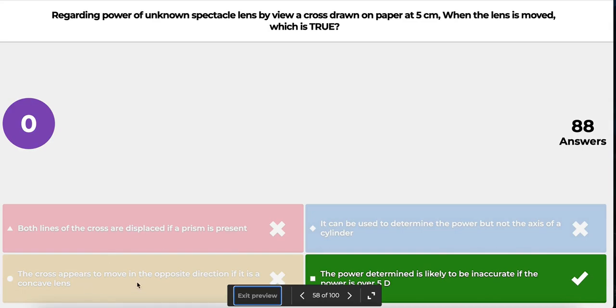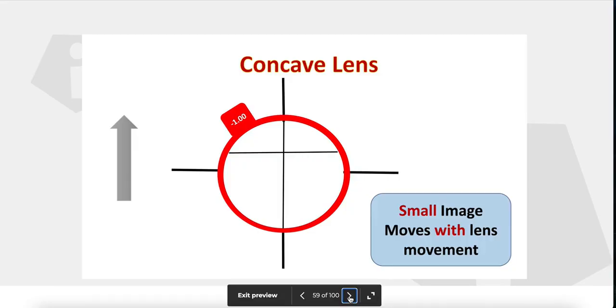The cross appears to move in the opposite direction if it's a concave lens. No, it will move in the same direction if it's a concave lens, or the opposite direction if it's a convex lens. And the power determined is likely to be inaccurate if the power is over 5. So here we have a concave lens, and we can see that if we move the lens in one direction, there will be displacement of the cross in the same direction, and it will be minified, becoming thinner.